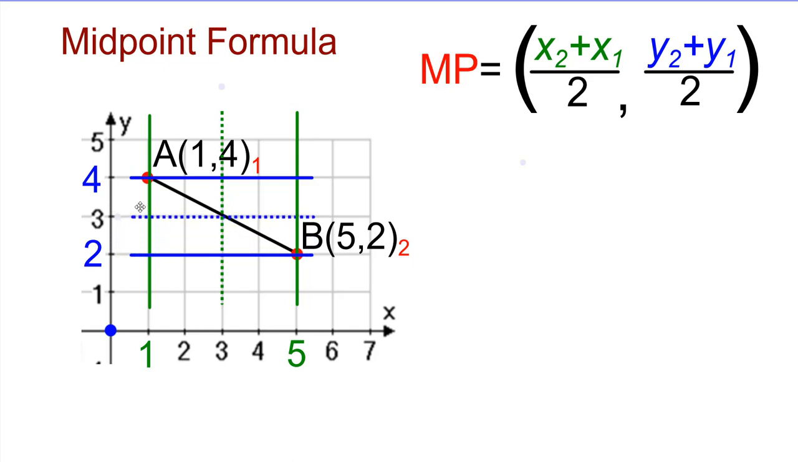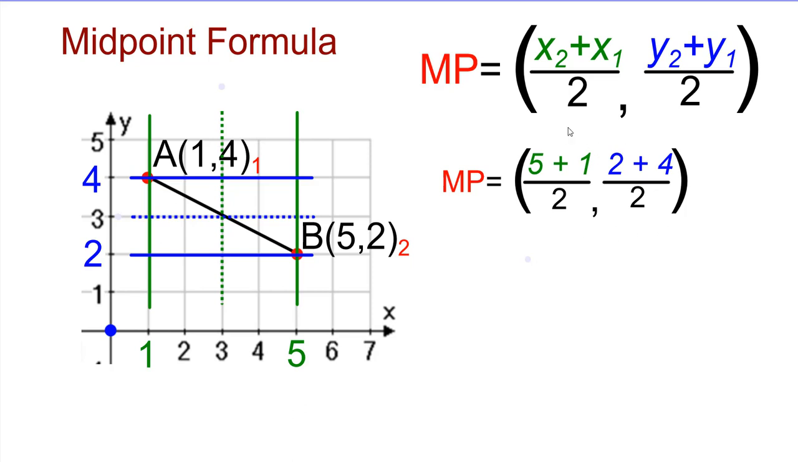So 2 plus 4 is 6, half of 6 is 3. This is what it would look like if you plug the values into the formula. 5 plus 1 is 6, divided by 2 is 3, and then 2 plus 4 is 6, divided by 2 is also 3. So graphically, this is what's going on. It's kind of fun to see it in that way.